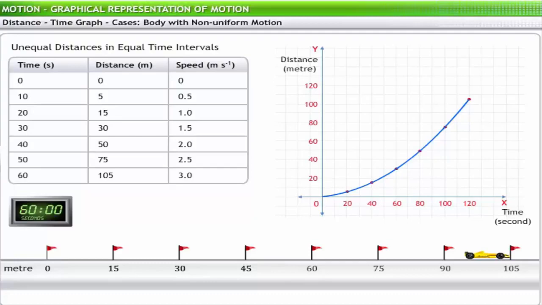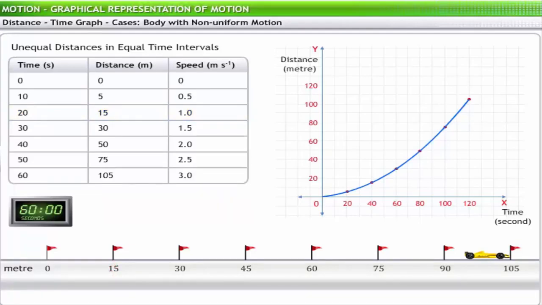Let's analyze this data further. During the first 10 seconds, the distance travelled by the body is 5 meters. Thus, the speed of the body for the first 10 seconds is 0.5 meter per second. For the next 10 seconds, the distance covered by the body is 10 meters. Hence, the speed of the body during the second 10-second interval is 1 meter per second.